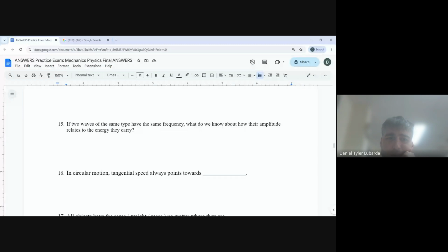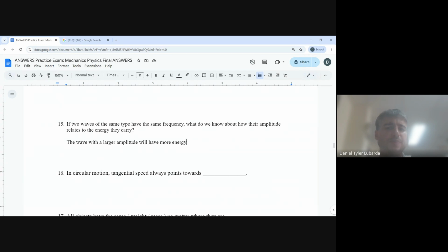If two waves of the same type have the same frequency, what do we know about how their amplitude relates to the energy they carry? So we know that the wave with a larger amplitude will have more energy. And the smaller wave, the wave with the smaller amplitude, will have less energy.